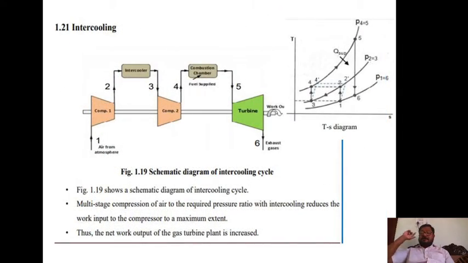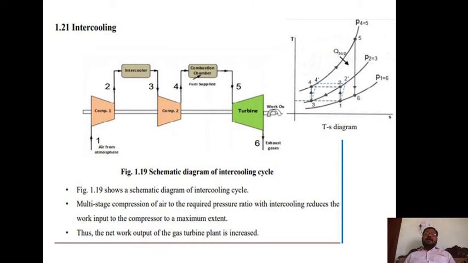And one more important method of improving the thermal efficiency of the Brayton cycle is the intercooling. Intercooling, as I said, if you want to incorporate the intercooler, there should be 2 stages of compressors. It is not possible to include 1 stage. Compressor 1 and compressor 2. 2 compressors are there. In between that, there is an intercooler.